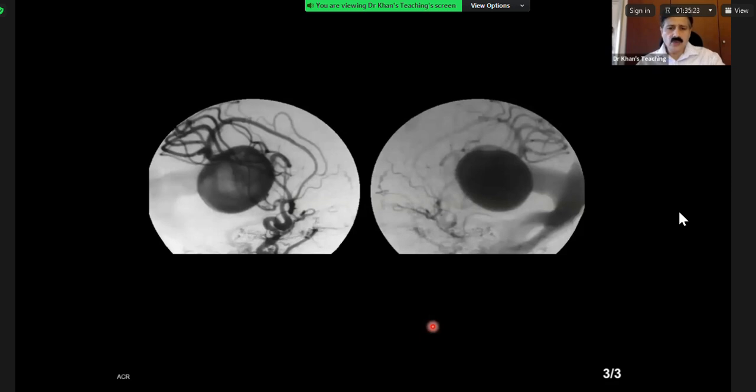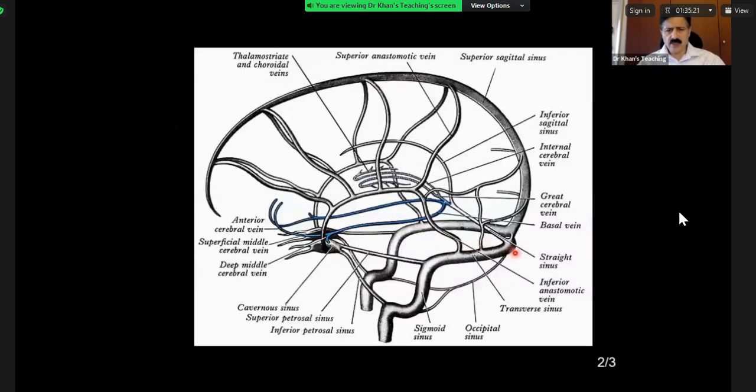Fine, good. Now, let me go back. Let's revise a bit of anatomy, which will help us understand this case. Now, if you see here, this is the superior sagittal sinus, and this is the inferior sagittal sinus.